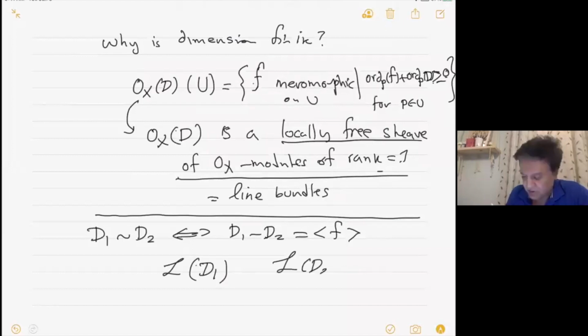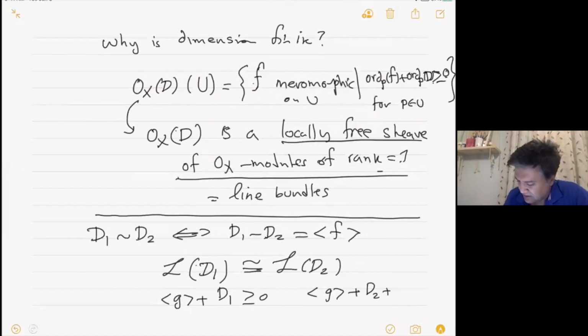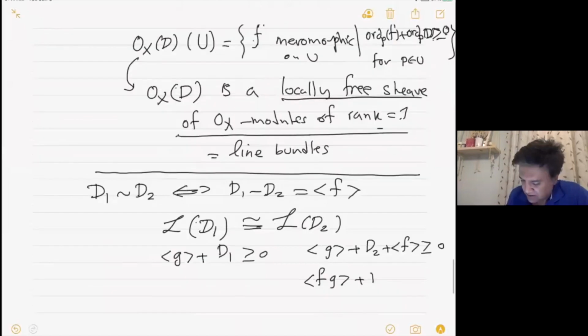is actually isomorphic to L of D2. L of D1 and L of D2 are isomorphic as vector spaces if D1 and D2 are equivalent. And the reason for this is very simple, because we want the divisor of g plus D1 to be positive, and therefore the divisor of g plus D2 plus the divisor of f is positive. And this means that the divisor of fg plus D2 is positive, if and only if.